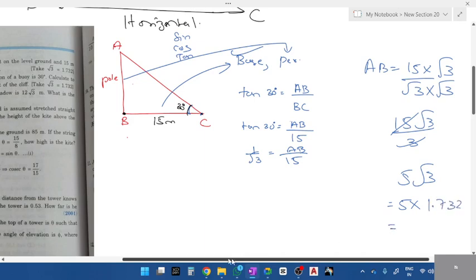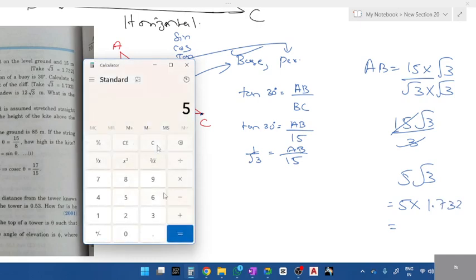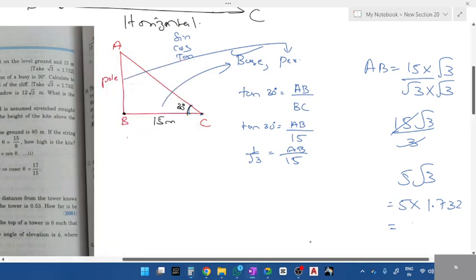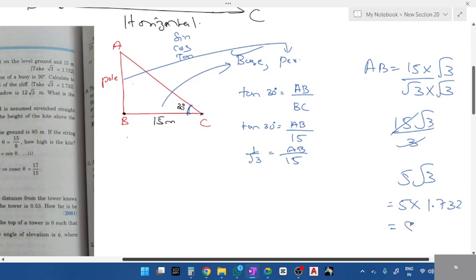Okay, what's the answer? Wait, meanwhile, you'll complete this, students. Complete this. 5 into 1.732. 8.66. And 15 meter is given. Even this also should be in meter. 8.66 is the answer.